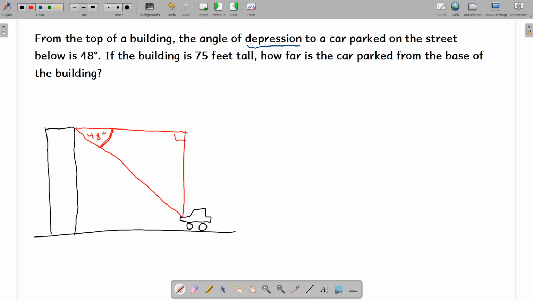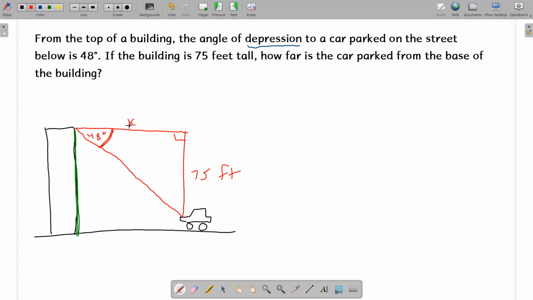Let's see what else we know. The building is 75 feet tall. Now, the building's height would be here, but I'm going to mark it over on this side. Oh, not degrees. Wrong unit. Okay, and I know my picture isn't perfect here, but you guys get the idea. We're trying to find the distance between the building and the car. So that would be this distance here.